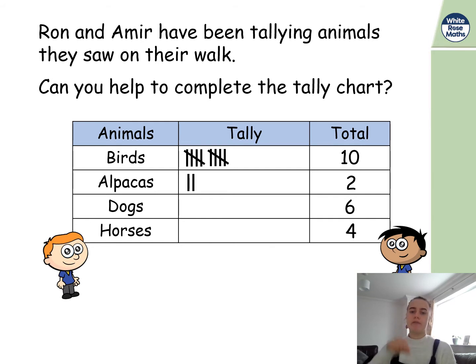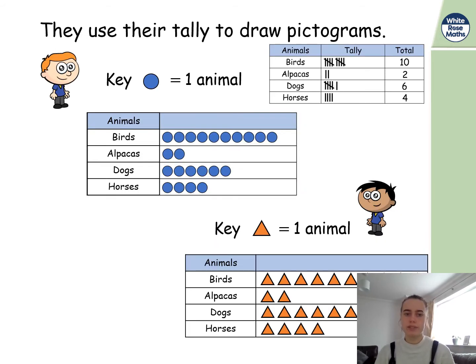So in the air in front of you, can you try drawing out a tally for 6 dogs? So we've got 1, 2, 3, 4, 5 goes across, 6. And then can you draw out 4 in the air in front of you? 4 tallies for what would go for the horses. There you go, 4 lines to show us 4 horses.